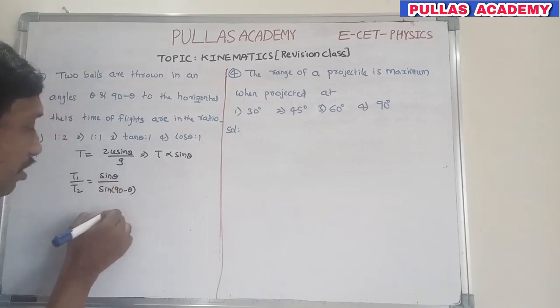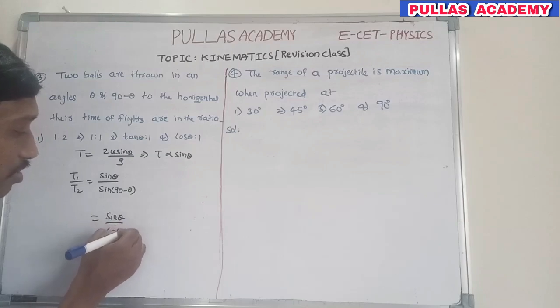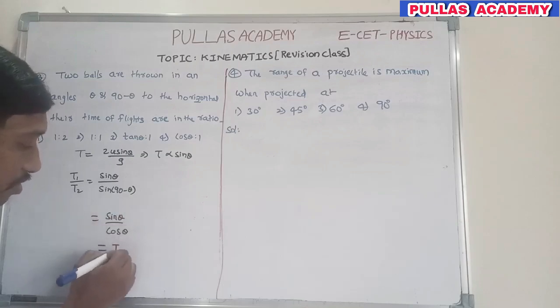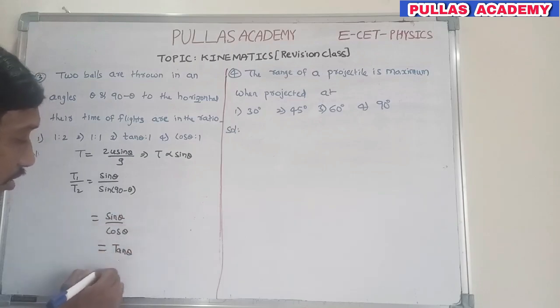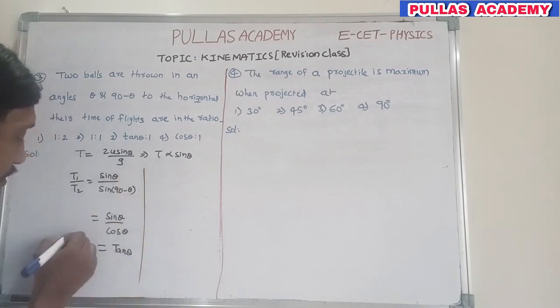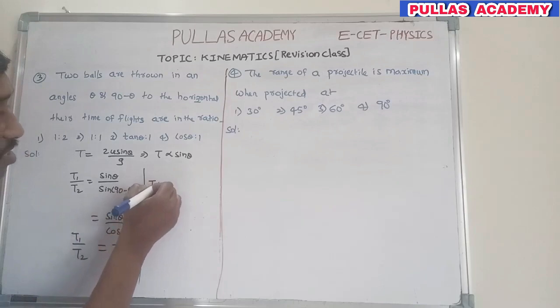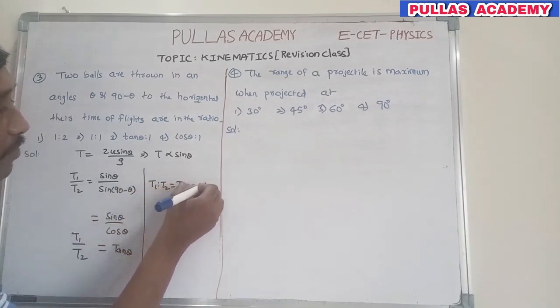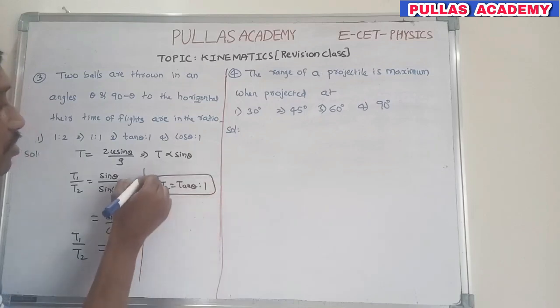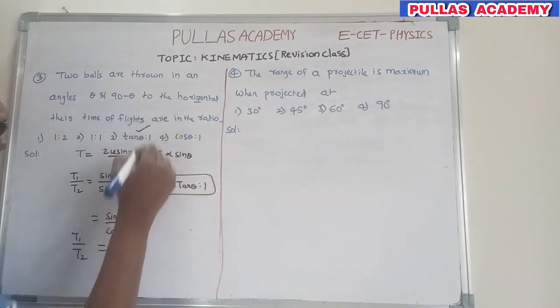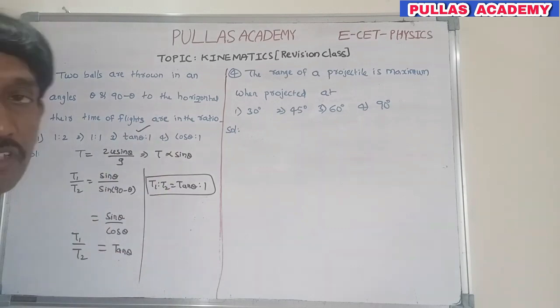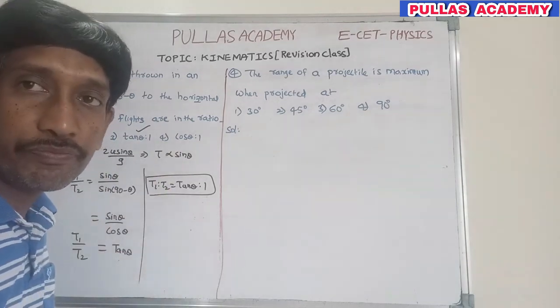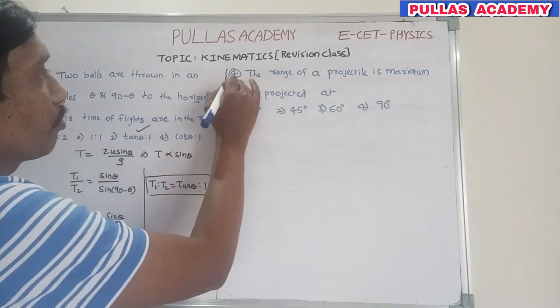So sin theta by sin of 90 minus theta, which is cos theta. Sin theta by cos theta is tan theta. So the answer is t1 by t2 is equal to tan theta. If t1 is equal to t2, then tan theta is 1. So this is the answer. Which is correct here? Tan theta is 1. This third option is the correct answer. That's okay. Next, the fourth one.